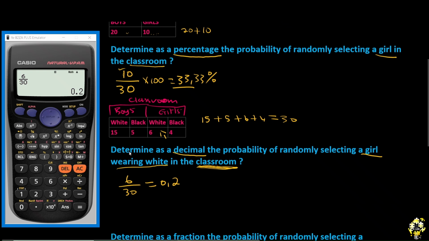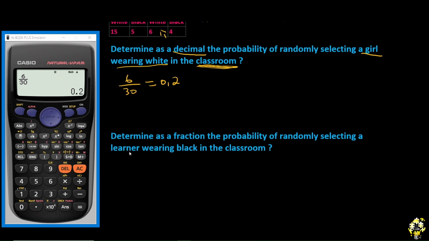Now let's scroll down a bit further. Now it says here, determine as a fraction. Sometimes it can come like this. In fact, this is how I should have structured it. Determine as a simplified fraction the probability of randomly selecting a learner wearing black. Now you see we are talking about a learner, we are not saying boy or girl, but a learner wearing black in class.